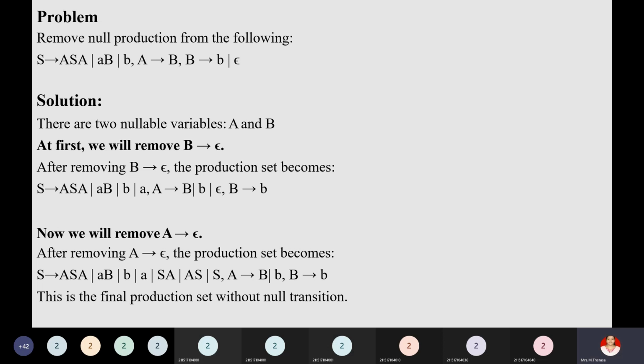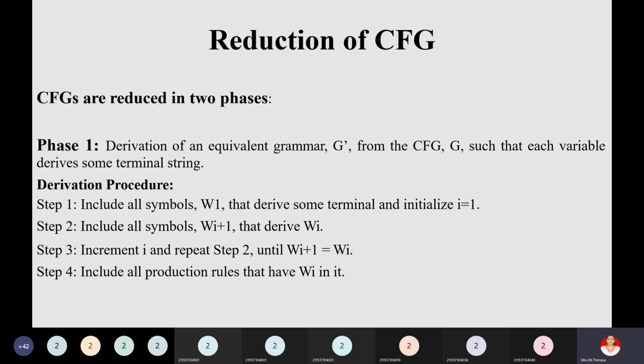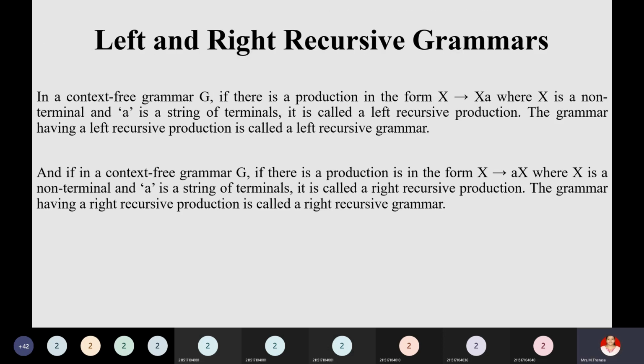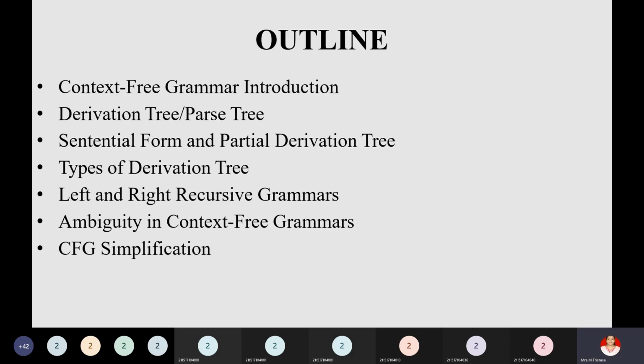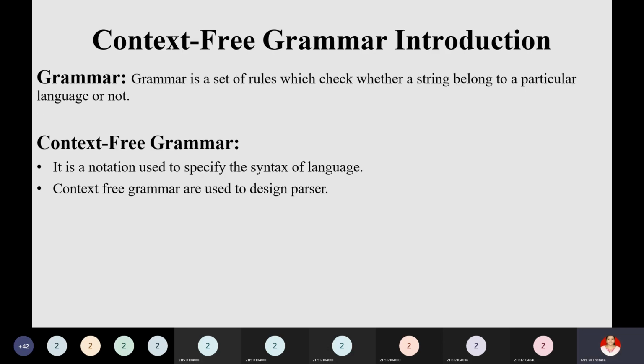Because there are 3 steps you need to perform: one is reduction, another is removal of unit productions, another is removal of epsilon productions. If you do these 3 steps, then the grammar becomes simplified grammar. Okay, can you understand? Again we'll revise the entire topics once. So today we have discussed context-free grammars. You know that a grammar is a set of rules which check whether a string belongs to a particular language or not.